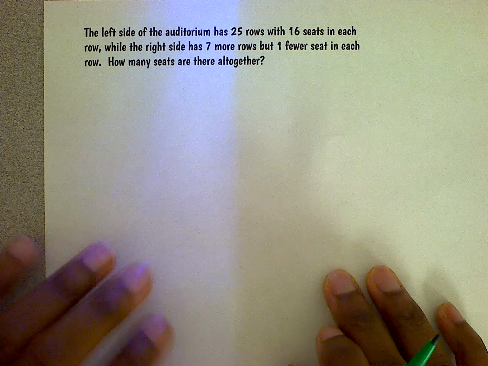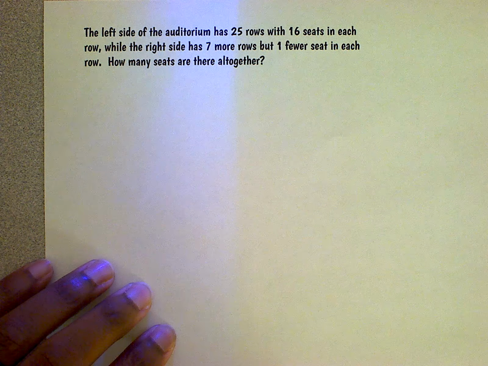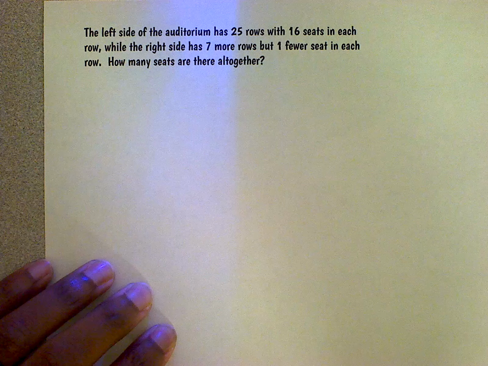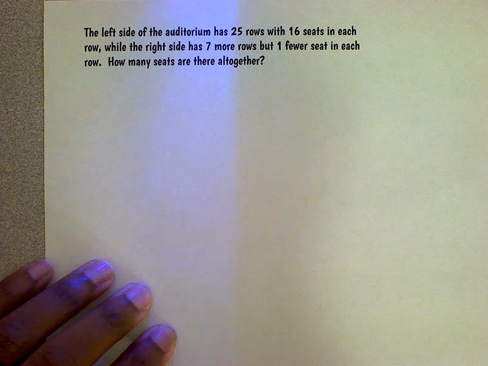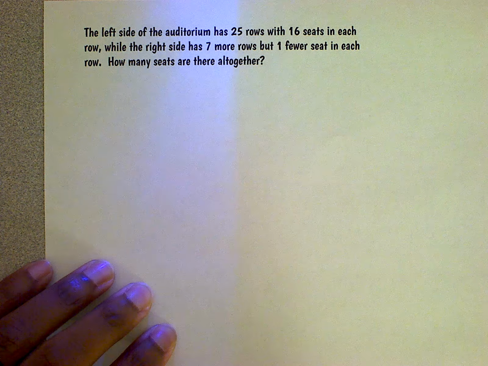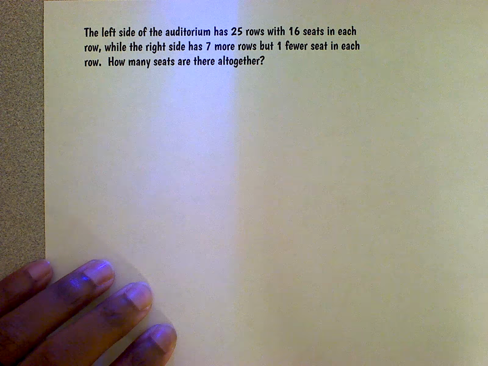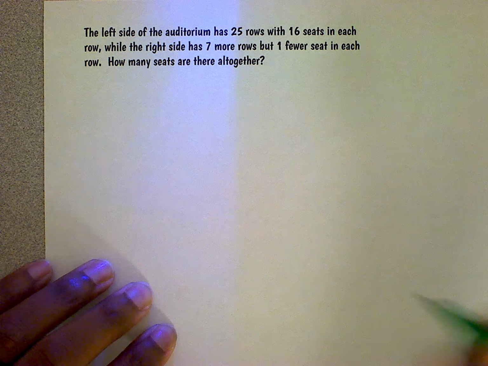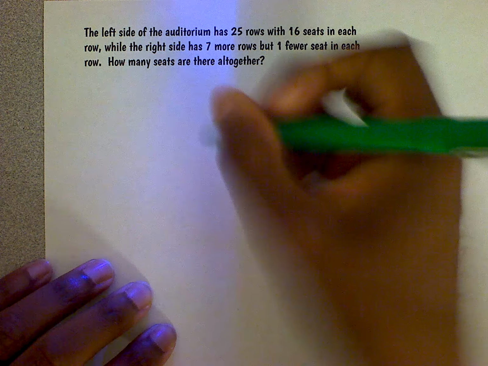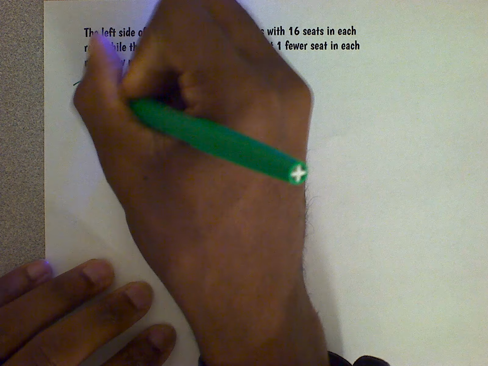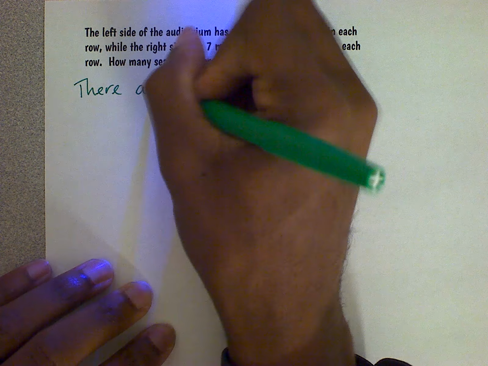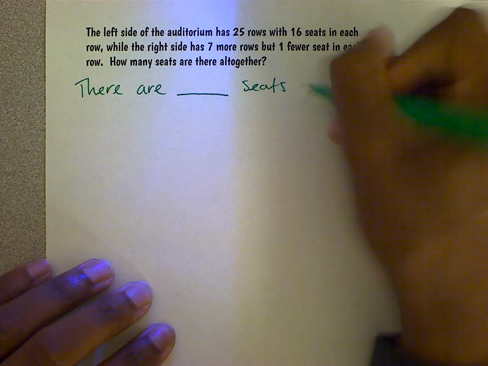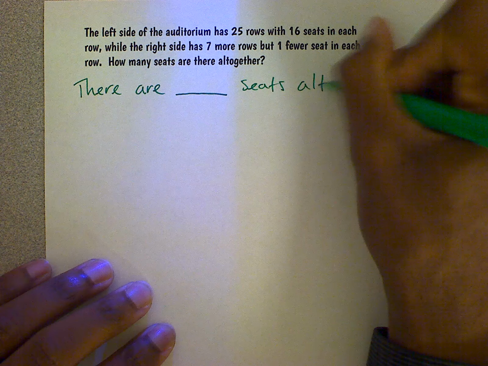The problem today says, the left side of the auditorium has 25 rows with 16 seats in each row, while the right side has 7 more rows but 1 fewer seat in each row. How many seats are there altogether? So, going with the next step of my six-step framework, I typically rewrite the question as a statement. So, there are blank seats all together.